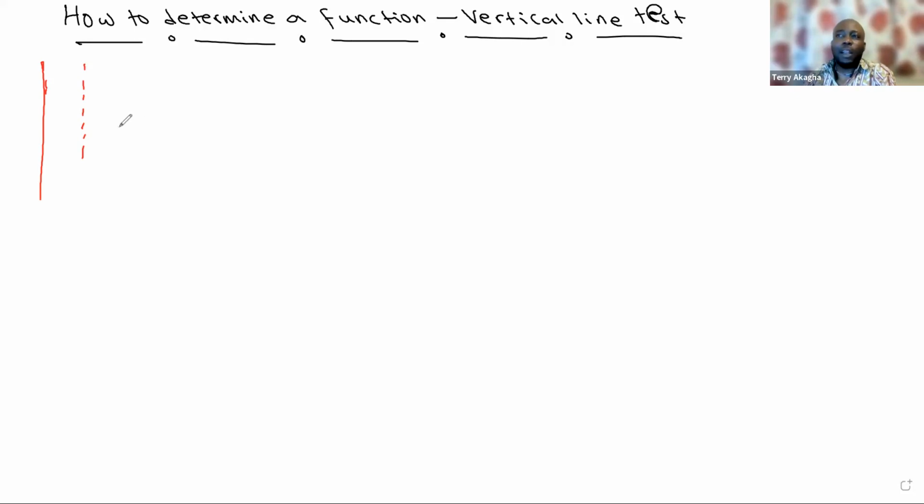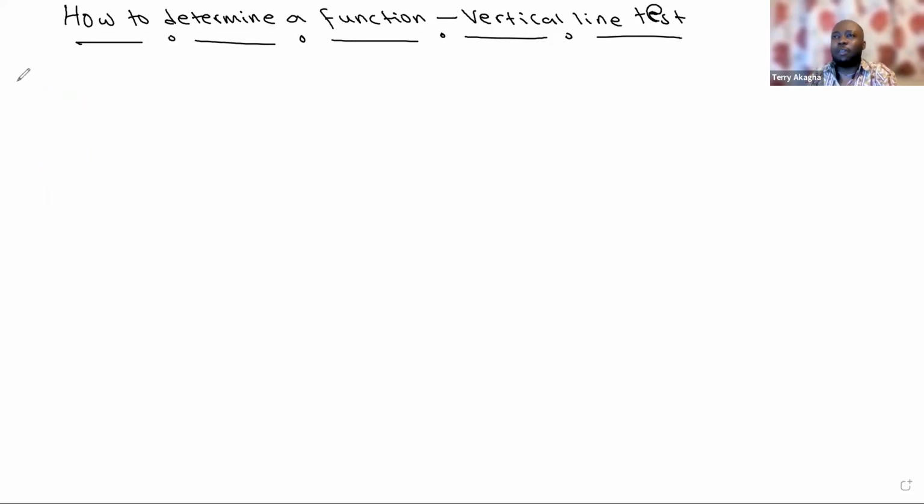So if you draw a vertical line, and it cuts more than 1 point, then the curve is not a function. But if you draw a line and it only cuts at 1 point, then that curve is a function. Is that okay? So let me see if I can give an example to make it easier.